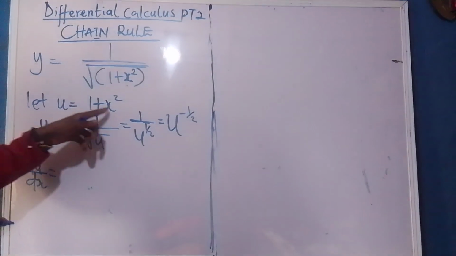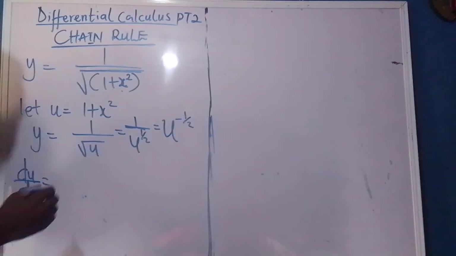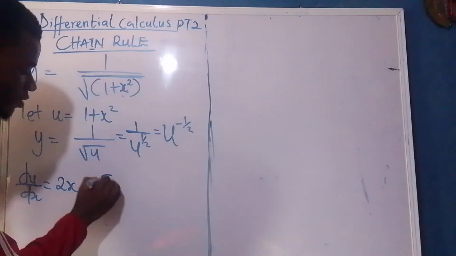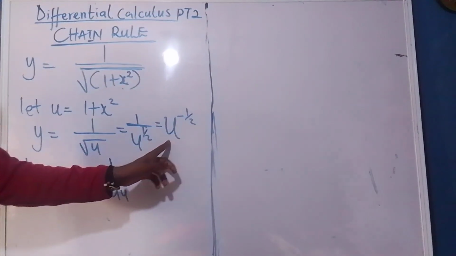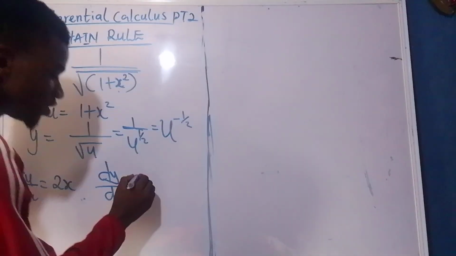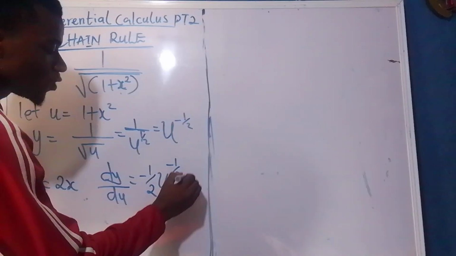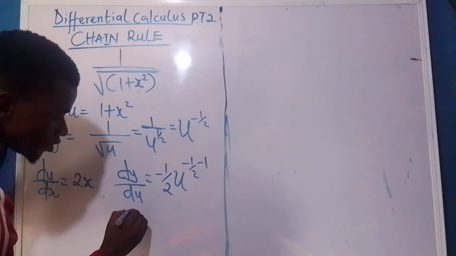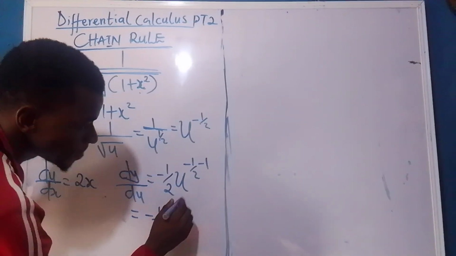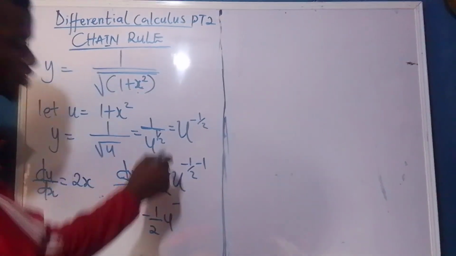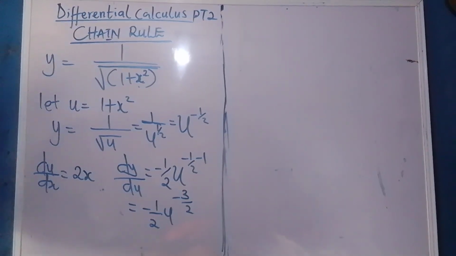That's by differentiating u with respect to x. So if we differentiate 1, which is a constant, that's 0, and if we differentiate x squared, we are going to have 2x. Then dy over du is the next thing. Now if you want to differentiate u to the power of minus 1 over 2, you bring it out, minus 1 over 2u. Now as usual, subtract 1 from this, so which is going to end us with minus 1 over 2u to the power of minus 1 minus 1, add them together, that's minus 3 over 2. That's what we're going to be having.